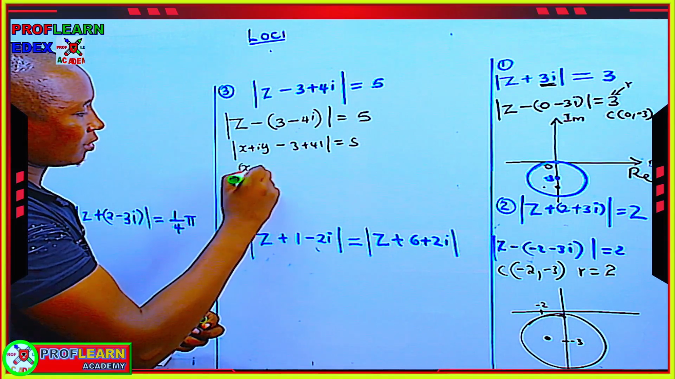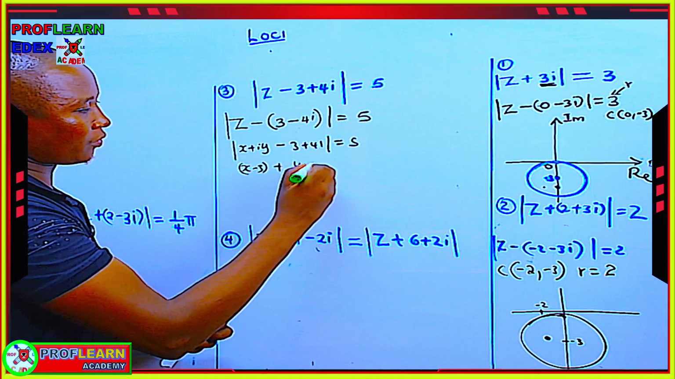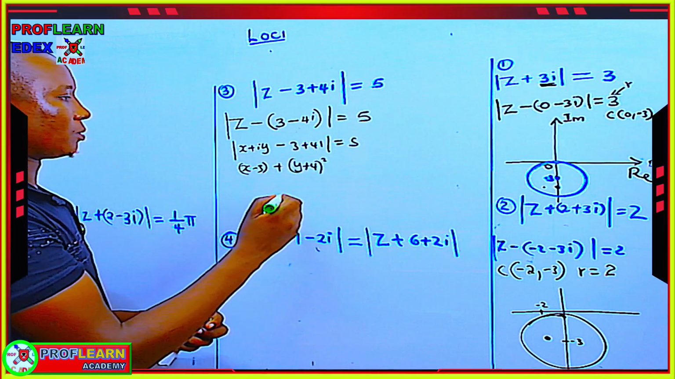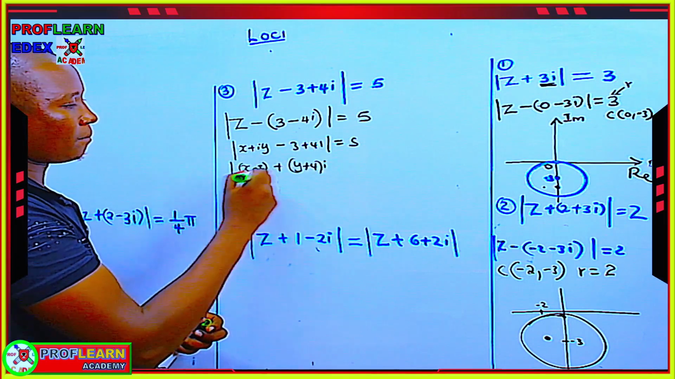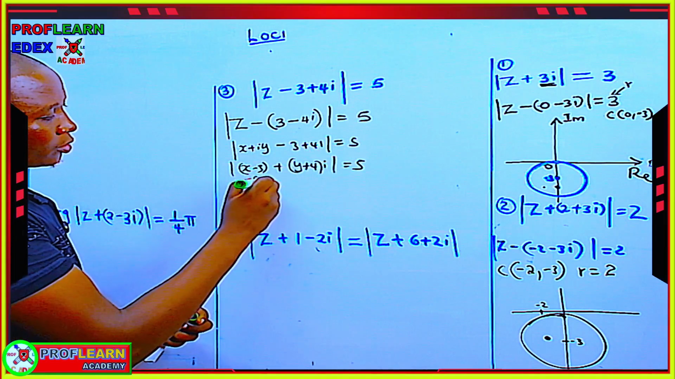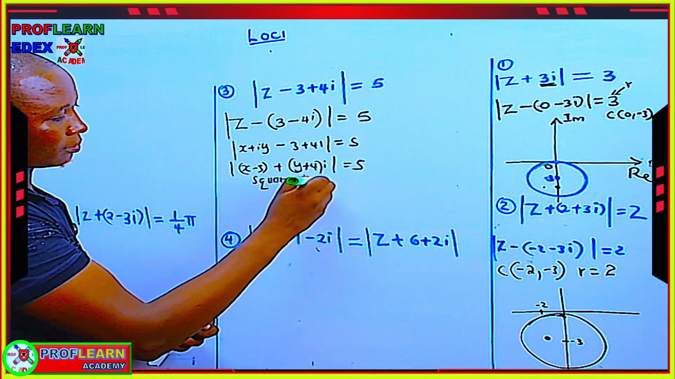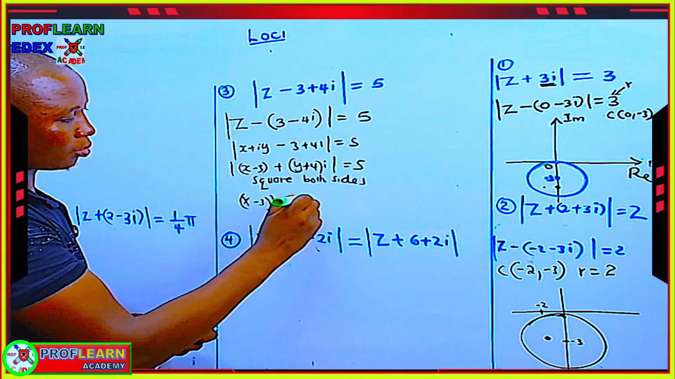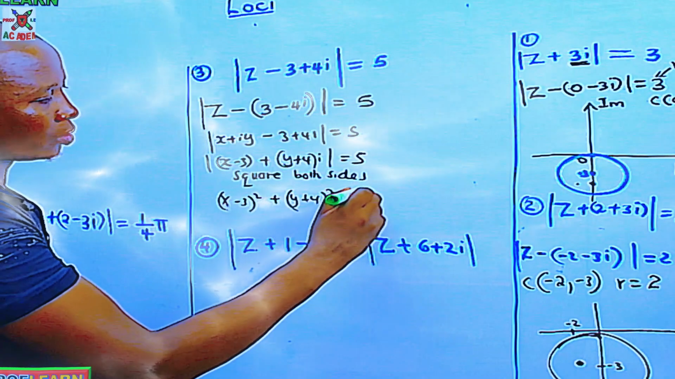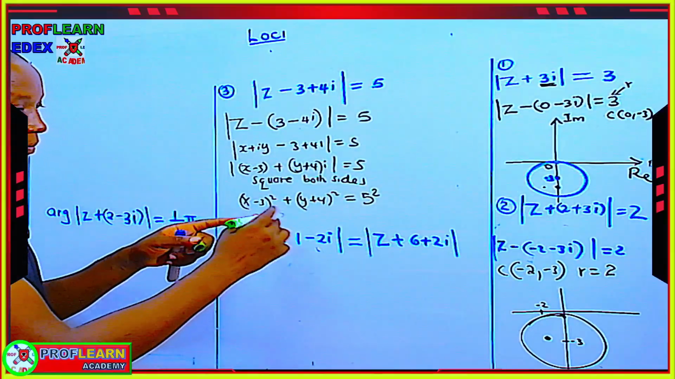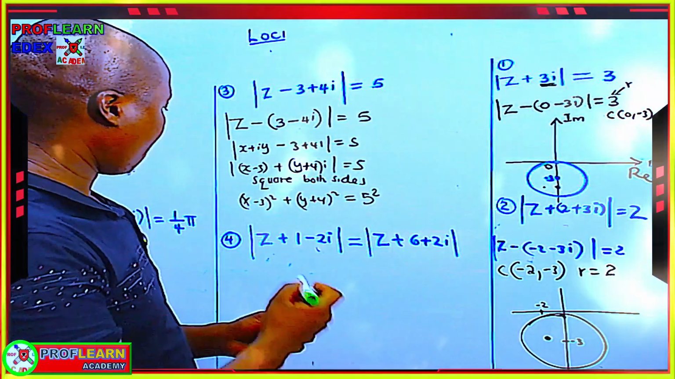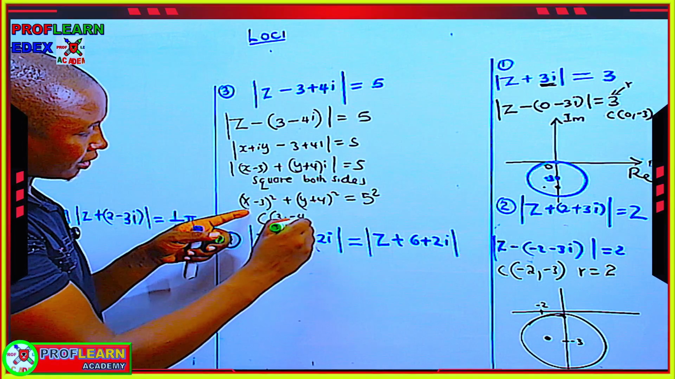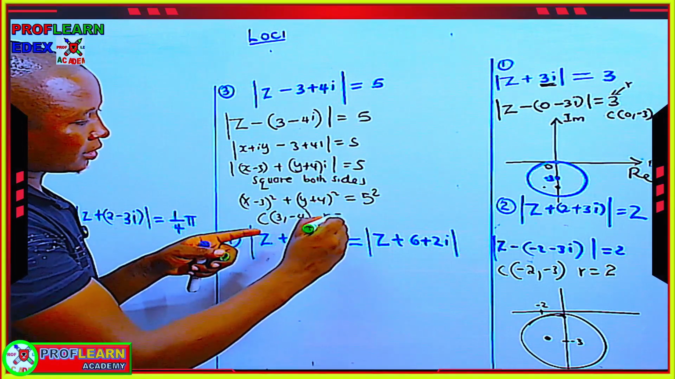It will be x minus 3 plus y minus 4, y plus 4 squared, or rather the modulus is equal to 5. Now if you square both sides, we are going to have x minus 3 squared plus y plus 4 squared is equal to 5 squared. Now you can see this represents the equation of a circle, and from here you can see the center is going to be (3, negative 4), and the radius is going to be 5.